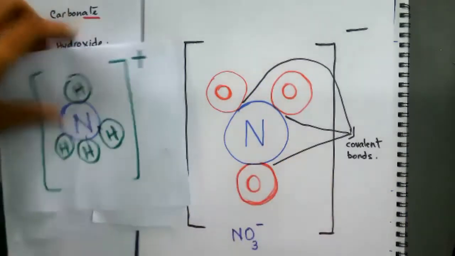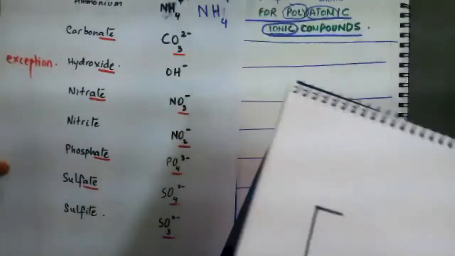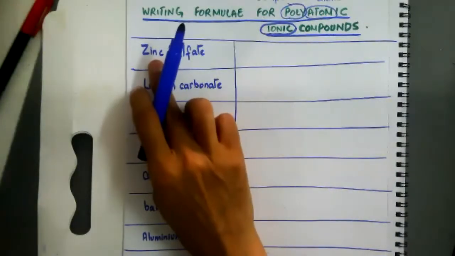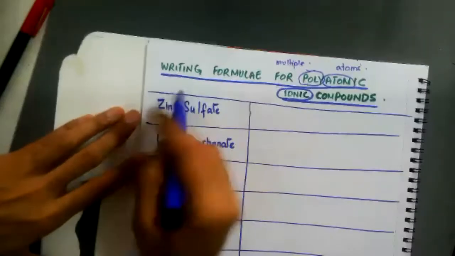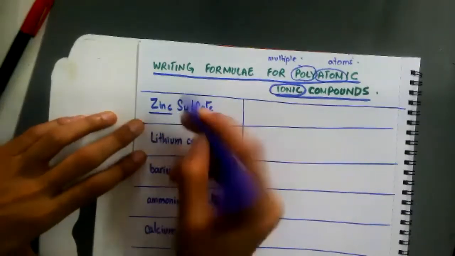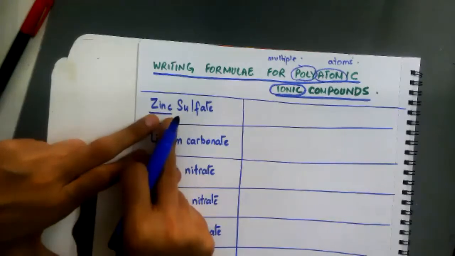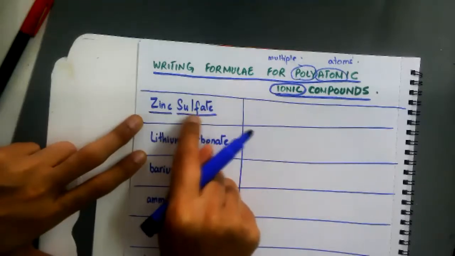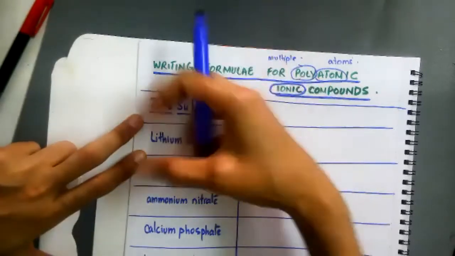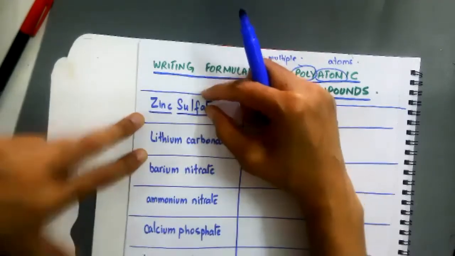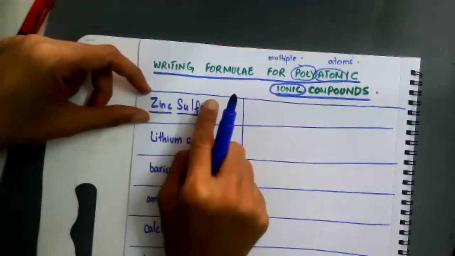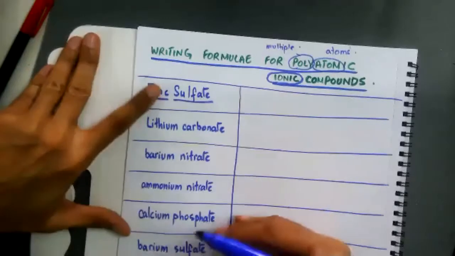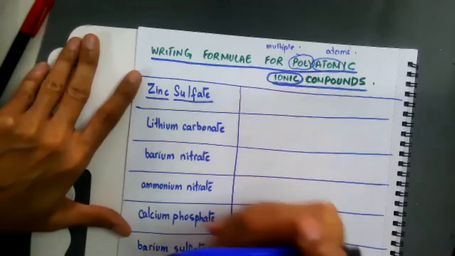Okay, so now let's learn how to write their formulae. So simple rule, let's do zinc sulfate. Remember, in a name, the first element name is always the electropositive one, the one that has lost an electron. The name that comes at the end is the one that has gained an electron. So this is negatively charged because it has received an electron. This is positively charged because this has given an electron. So how will we write this? I'm doing one for you, and then you guys will do the rest with me. We will do four to five, and the rest you can do on your own.